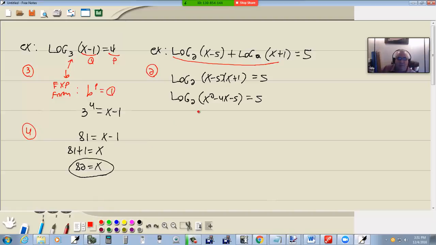Then you use your b and p and q. This is your b, this is your q, and this is your p. Step 3, you rewrite this in exponential form. So b to the p is equal to q. So I have 2 to the 5th is equal to x squared minus 4x minus 5. And then you solve it.